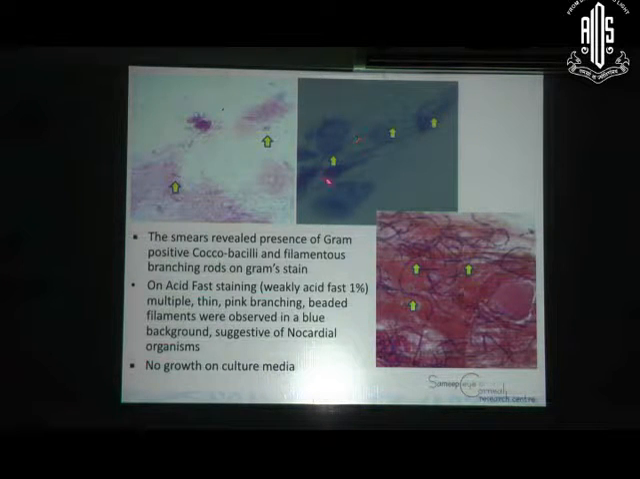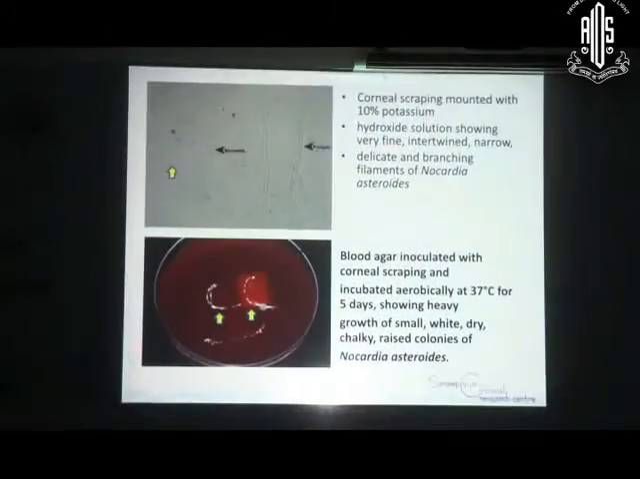On the 1% acid-fast stain, you can see them as multiple thin pink rods, though the picture is not very clear. It doesn't appear very pink because of the poor stain, but you can see them as multiple thin branching beaded filaments. They would be beaded very peculiarly, and here also you can see the beading of these filaments. So it is very peculiar to pick them up on microbiological examination. However, there was no growth in the culture media from that patient's eye.